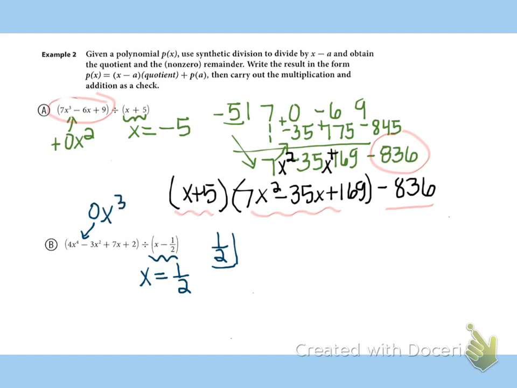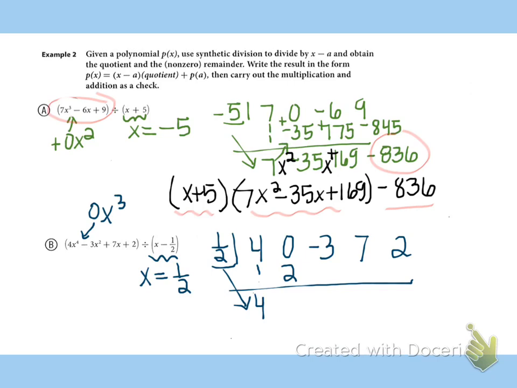And so as I put my coefficients down, I'll put a 4 and then a 0 for that placeholder, the negative 3, which is the coefficient of the x squared, the 7, and the 2. And then I'm going to go through that synthetic process. I'm going to bring down the first term, which is a 4. I'm going to multiply, and I'm going to add to the next column. So 4 times a half is 2. 2 plus 0 is 2.